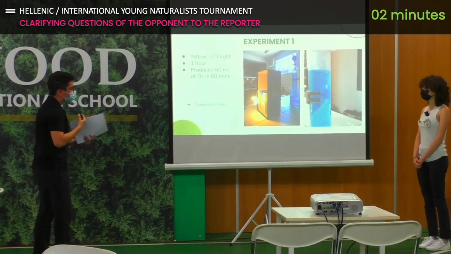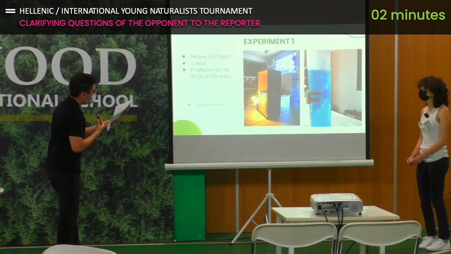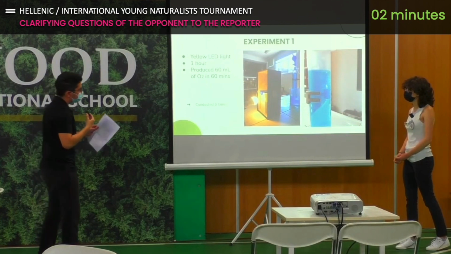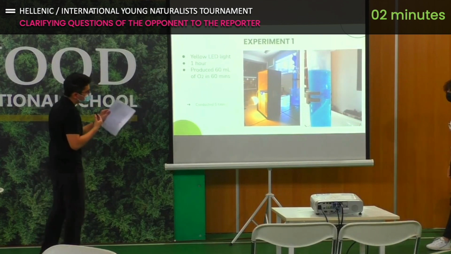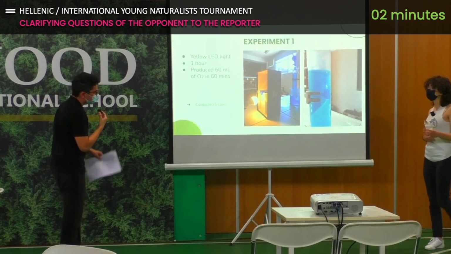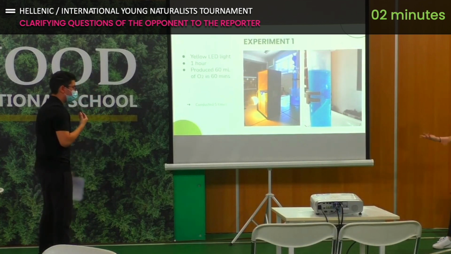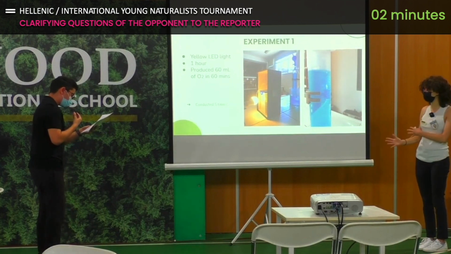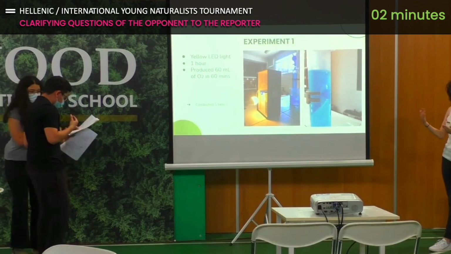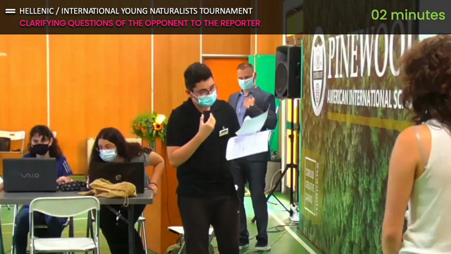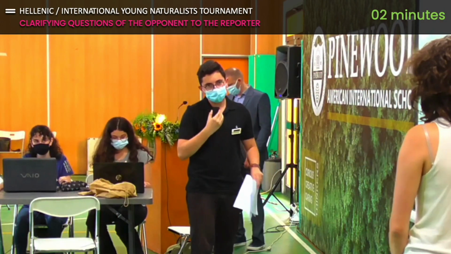Do you think that if you were to decrease the lightness in the lab in which you conduct the experiment, this would produce any deviations in the results you presented? Obviously, the light intensity is a parameter that could change the outcome of the experiment, and this is why we kept it controlled, and we always had the same light intensity, because obviously that would affect the outcome of our experiment.